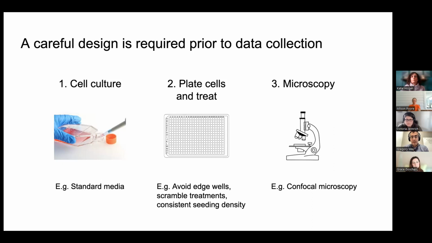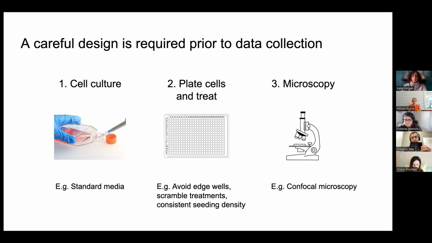For the plating of cells, there's a couple considerations that we need to make. So I actually have a prop here that I would have passed around if I was in person, but this is a 384 well plate. This is the size, so it's smaller than my hand. And each of these individual wells is one of 384.